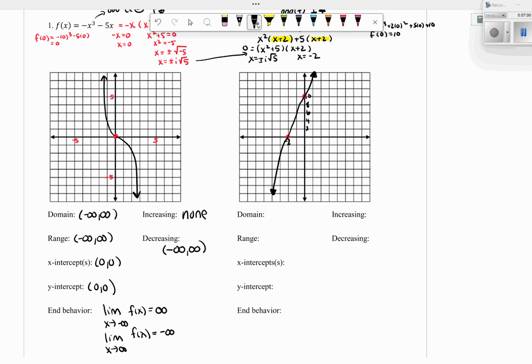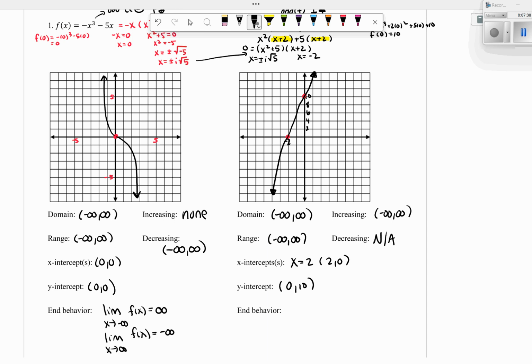So for the next one, our domain, again, there's no red flag, so all real numbers because there's no variables underneath an even root or in the denominator because we're working with polynomials here. The range in this case is all real numbers as well. The intercepts we said were x equals 2, so we have 2 comma 0, and the y-intercept is 0, 10. And then for the increasing, from negative infinity to infinity, we are increasing from left to right as we move across our graph. Our x values get larger, our y values are increasing the whole way. So this one doesn't have any decreasing.